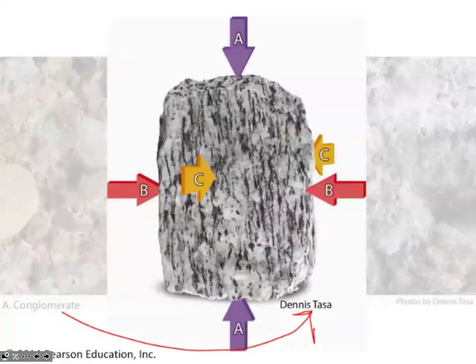Here's a different example. This is a gneiss. This gneiss has long stringers of different colored minerals running through it. So confining pressure or differential stress? Good. I assume you said differential stress, and in this case the differential stress probably would have been coming from the direction marked B on this diagram.